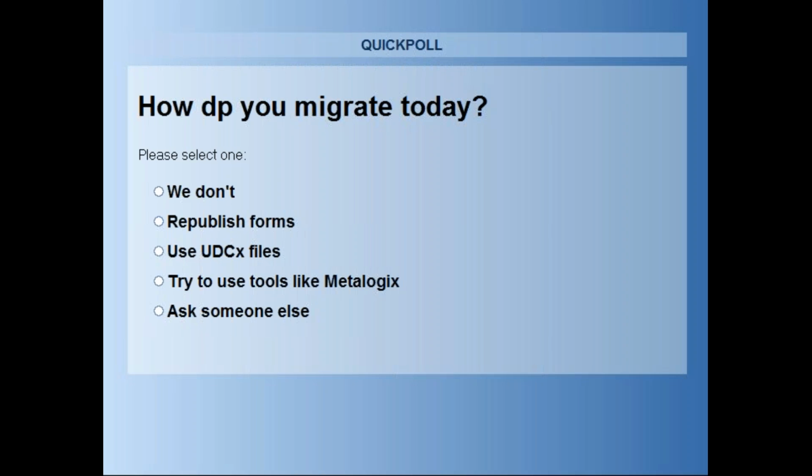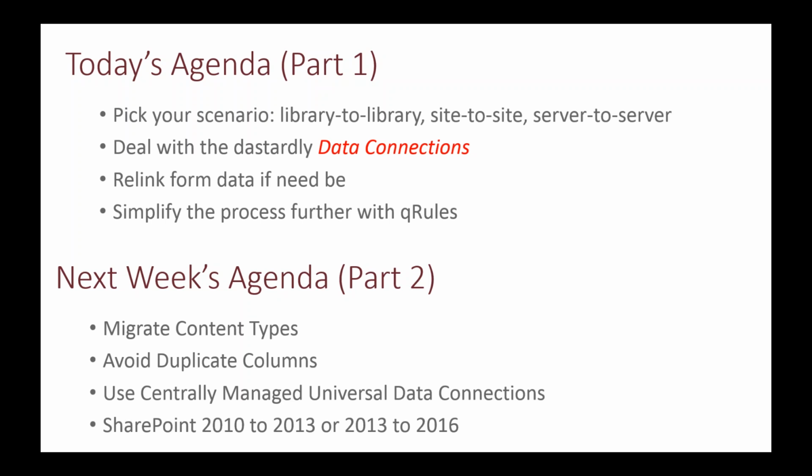So the poll: how do you migrate today, with the misspelling on the "do"? Most of you are republishing the forms, 47%, and then second up is we don't do any migration today, about 40%. It's changing as I go now. We're at 80%. So now it's 42 and 42 for those top two. And then the third one is trying to use tools like Metalogix. Okay, so that's a quick poll for you. Sorry about the misspelling.